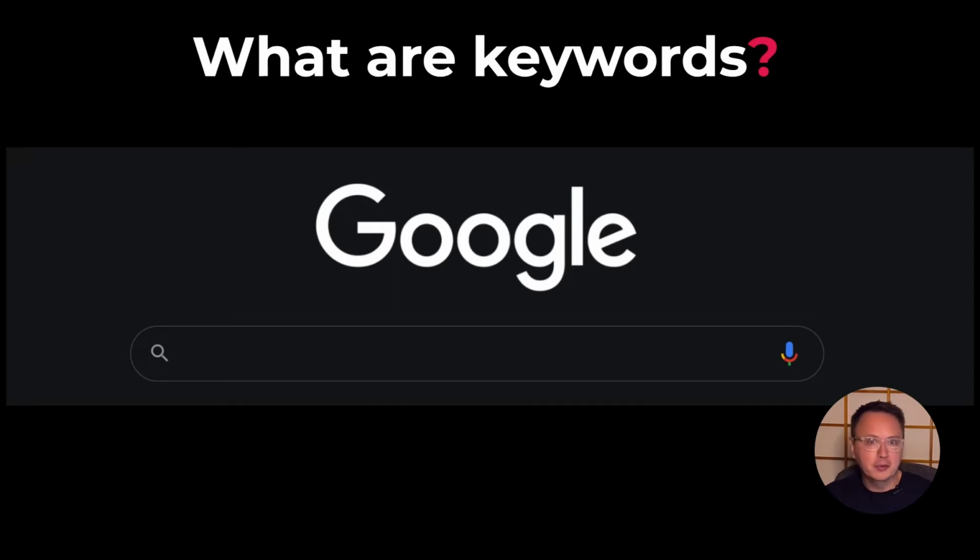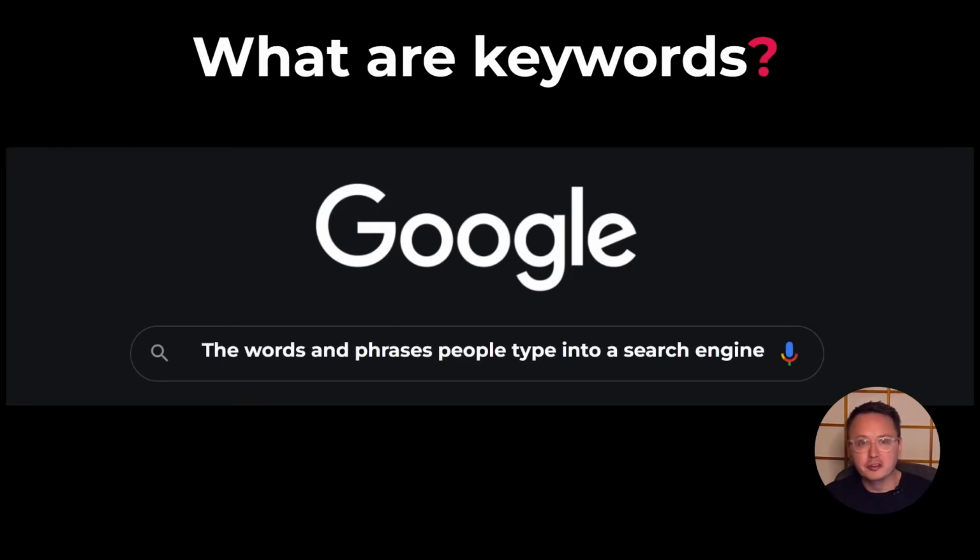What are keywords? Well, at their most basic level, keywords are the words and phrases people type into Google or another search engine when they're looking for something. As we learned, there are billions of Google searches performed each day, and that means there are more than billions of keywords out there. A big part of SEO is doing what's known as keyword research.